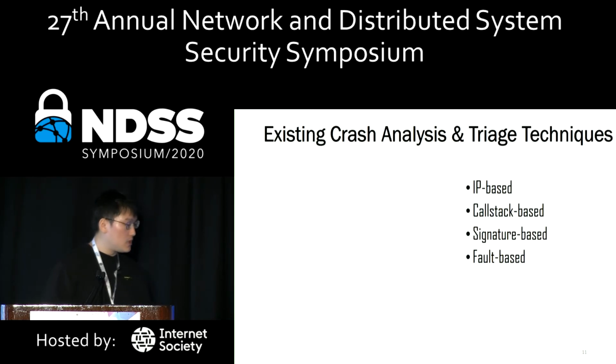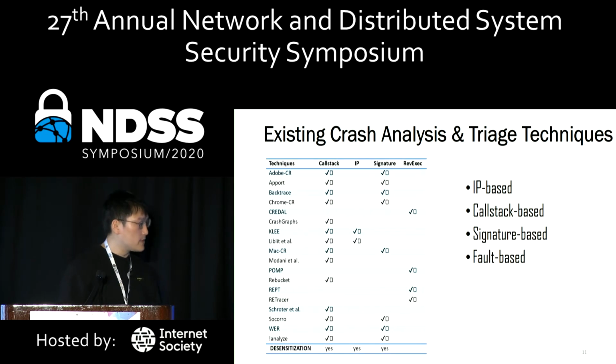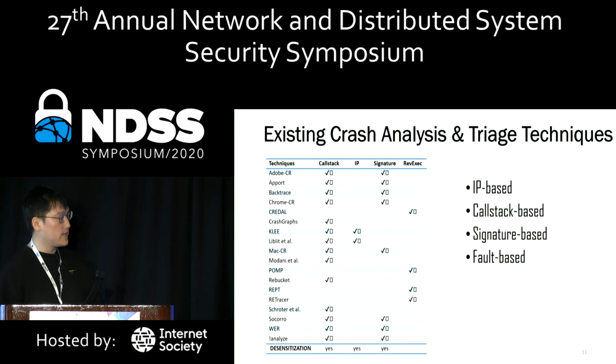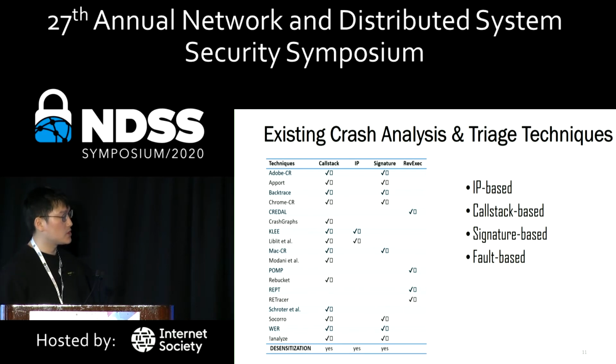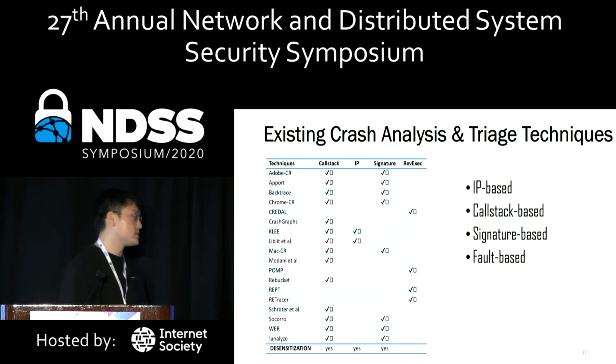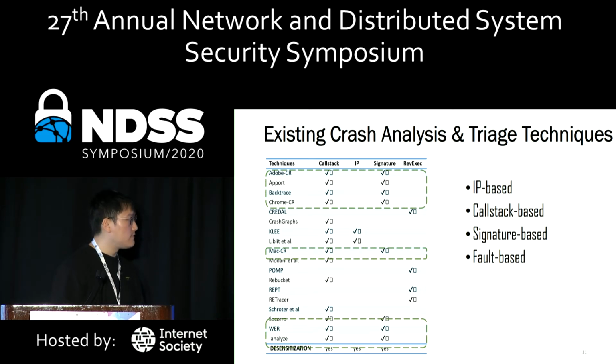Here's a list of crash analysis and triage techniques that we surveyed. There are 4 major categories: the IP-based approach, cost-based, crash signature-based, as well as the fault-based. Most major software vendors, including Ubuntu, Chrome, and Firefox, adopt the call stack and signature-based approach for bucketization just for the sake of easiness.